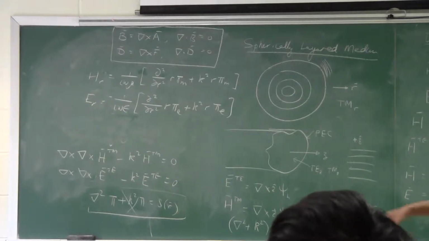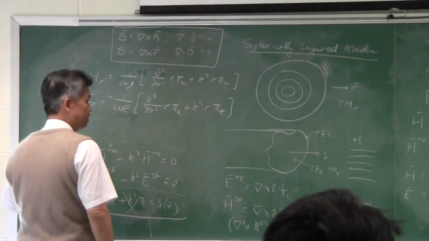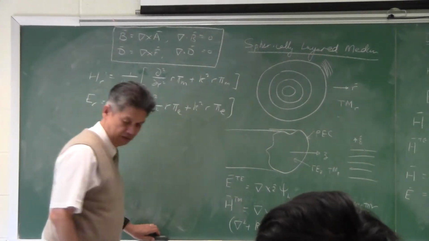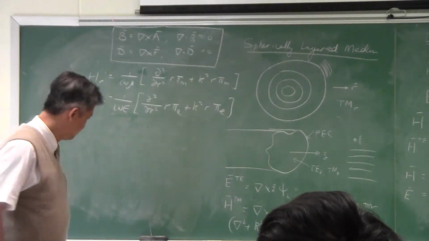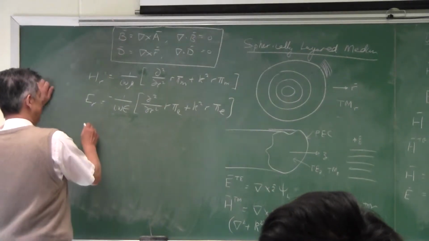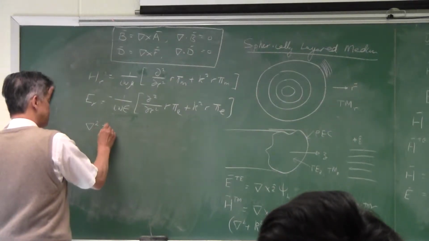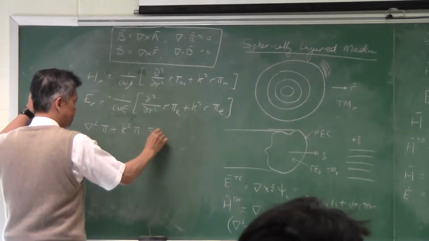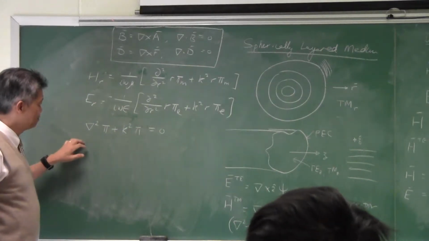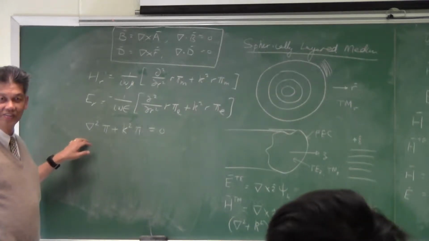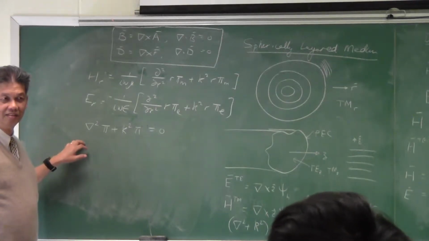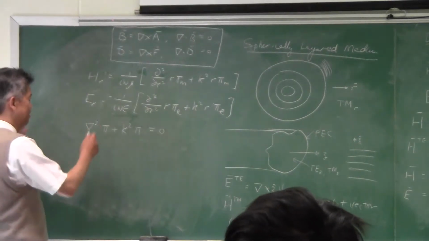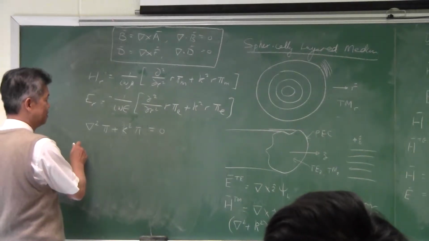Okay, let's go back to further simplifying this equation. We know that this has to be true: the Laplacian of pi plus k squared pi must be equal to 0. But does anybody remember how to write the Laplacian in the spherical coordinate system? No, right? Very difficult. So it's something like this. I don't remember either.